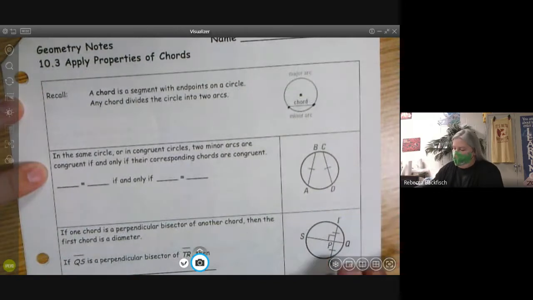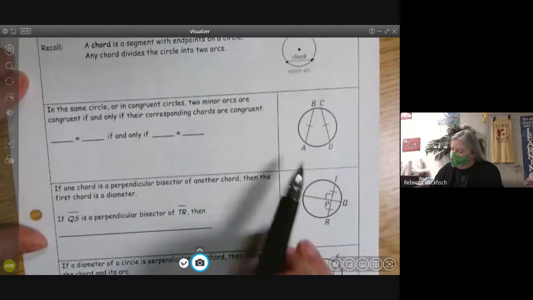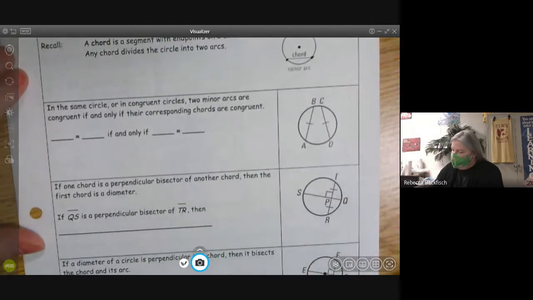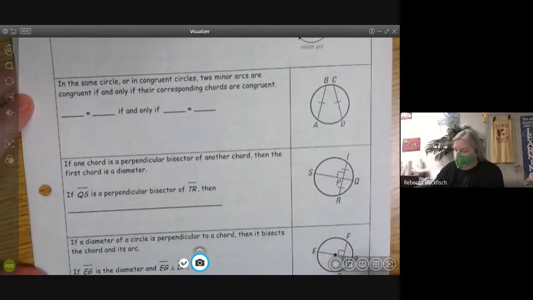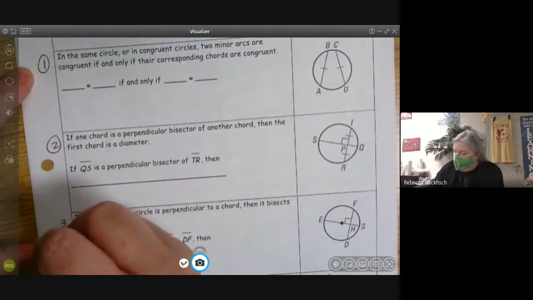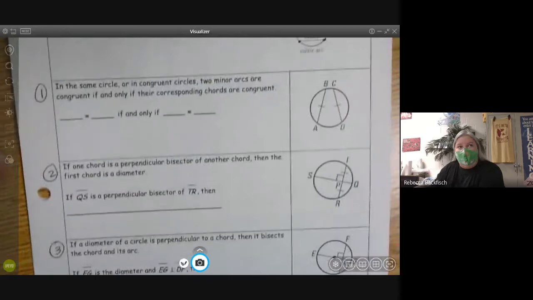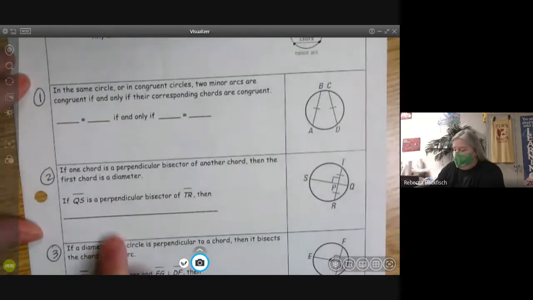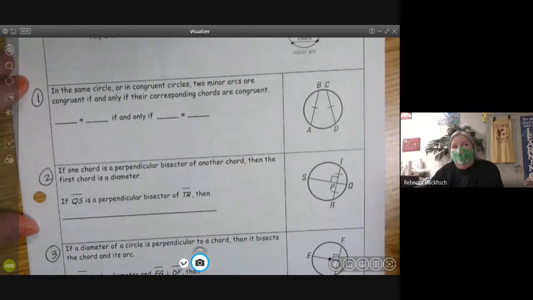In the same circle or in congruent circles, two minor arcs are congruent. This is basically what we have here, just an overview before I get into that. I jumped ahead of myself here. We've got 4 properties of chords to talk about. Okay, that's what we've got on this page. It's just 4 separate properties of chords. These 2 and 3 work together pretty closely. But right now we're just jumping into the first property.